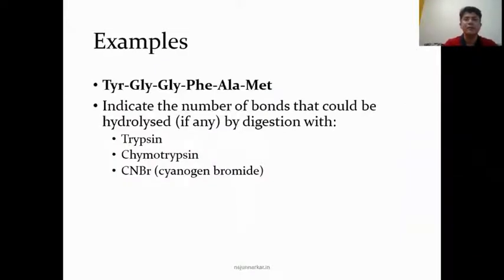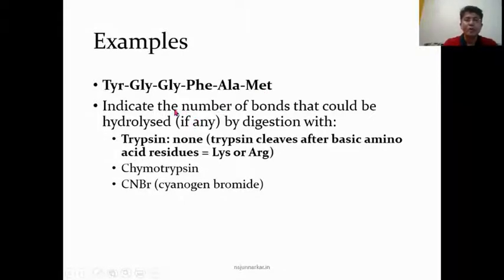Here is an example of a small peptide, and the peptide sequence is given. If you are asked to indicate the number of bonds that could be hydrolyzed by digestion with trypsin, chymotrypsin or cyanogen bromide, then you must be able to identify on which peptide bond the trypsin will act, or on which peptide bond the chymotrypsin will act. So let's discuss. Trypsin acts on the carboxyl side of lysine or arginine. There is no lysine or arginine, and so no peptide bond can be hydrolyzed by trypsin in this case.